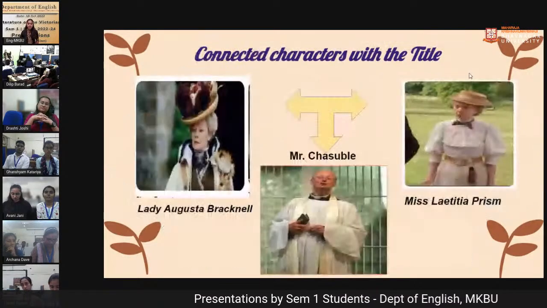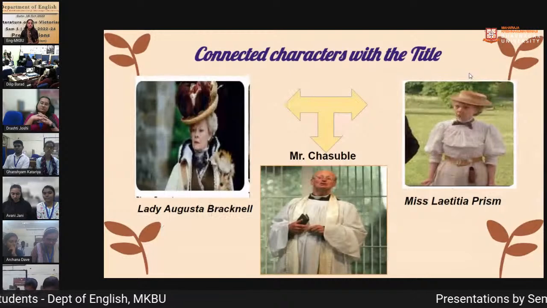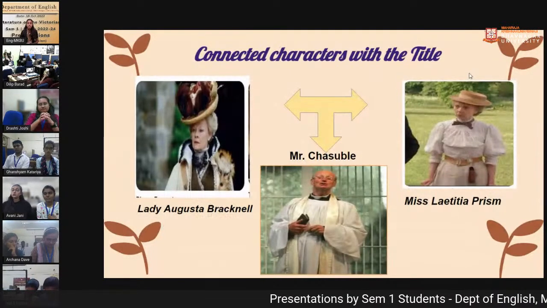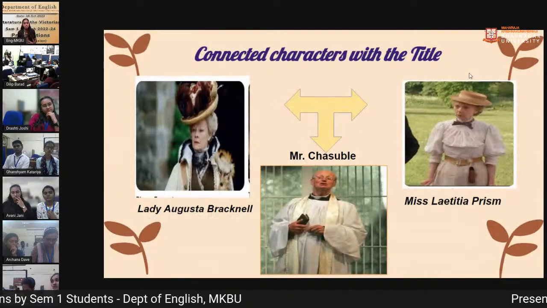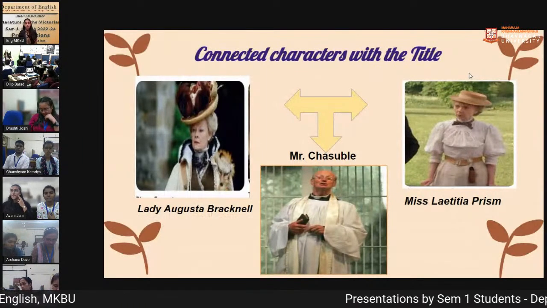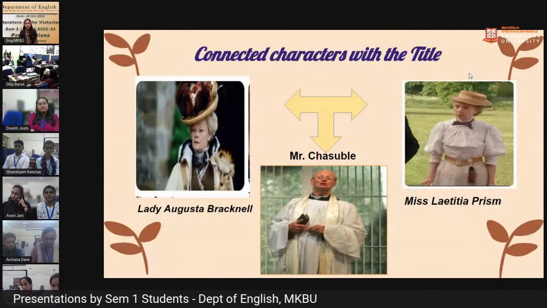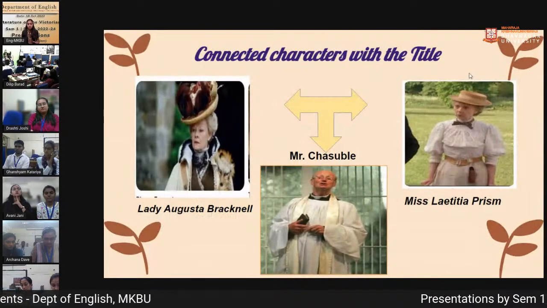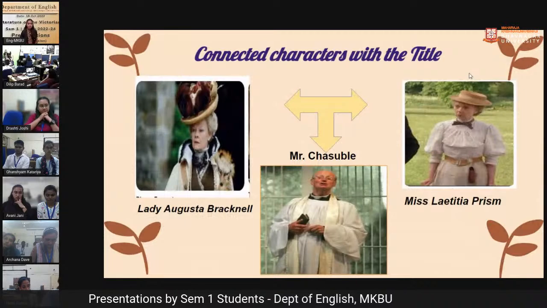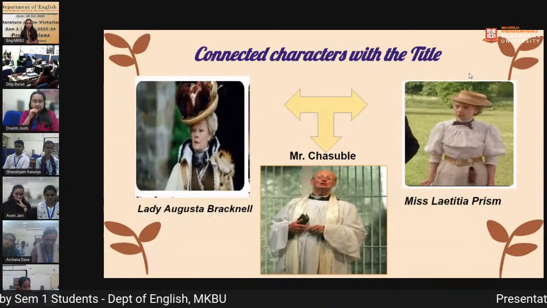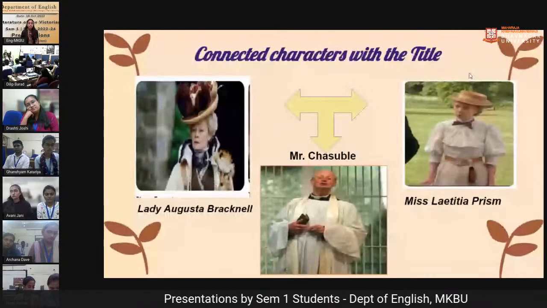Other characters are Lady Augusta Bracknell, Mr. Chasuble, and Miss Letitia Prism. When Lady Bracknell sees Miss Prism at the end of the play, she reminds her that she is the lady who worked at her sister's house, and she escaped with one of the boys with her, but she lost that boy at Victoria railway station. At that time Mr. Thomas Cardew found that boy, who is really Jack Worthing, and adopted him.